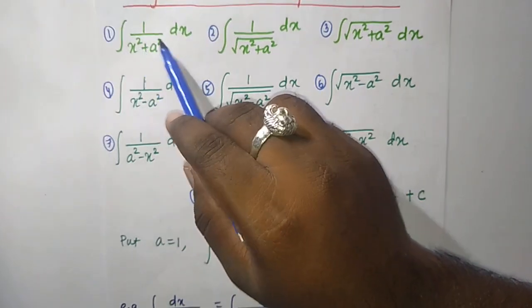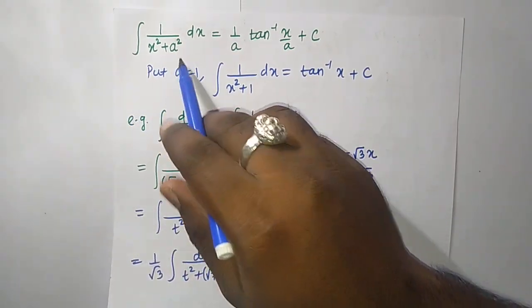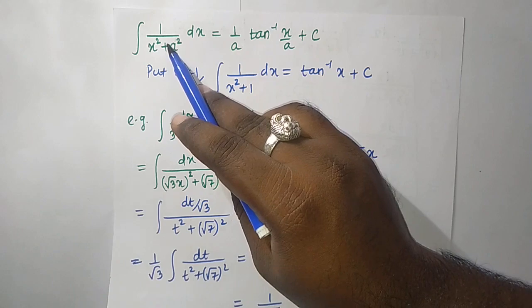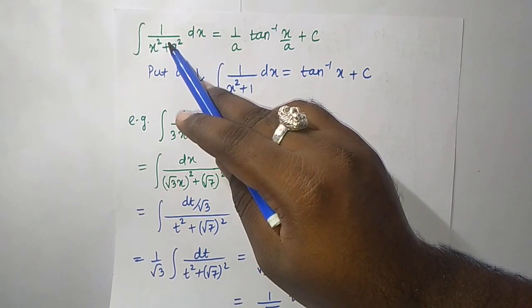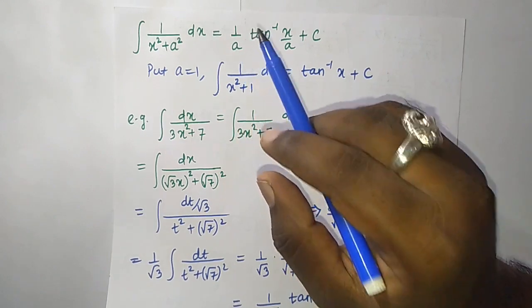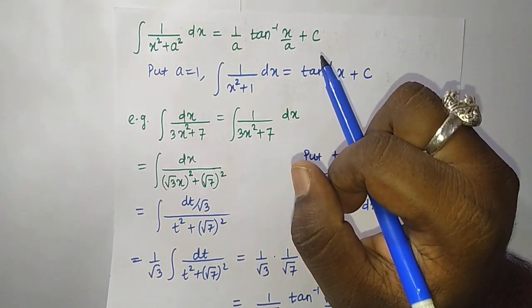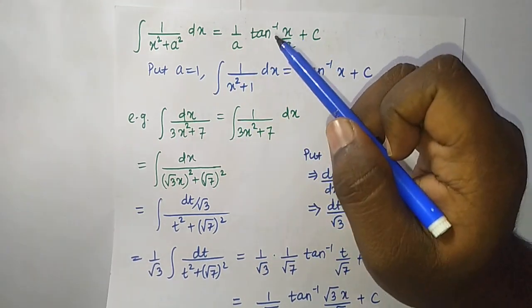Okay, first one is what? 1 by x square plus a square. Okay, now come to here. Here is the formula for this form. Integration of 1 by x square plus a square is what? 1 by a tan inverse x by a plus c. Okay, this is tan inverse formula.